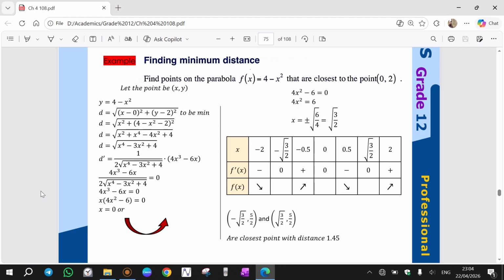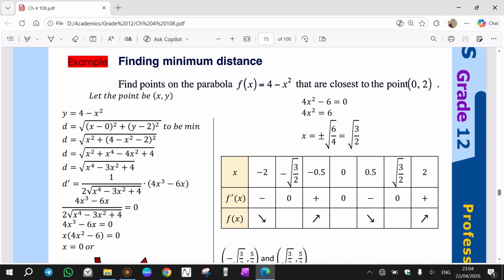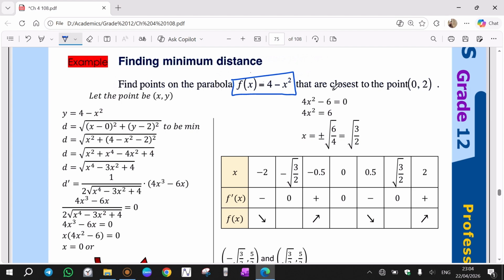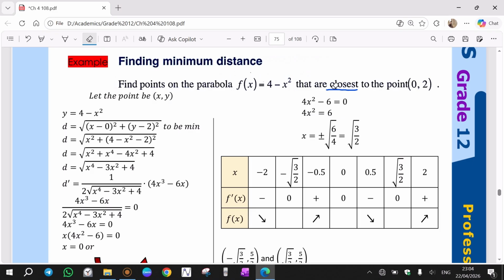Previously we stopped right here and now we are going to solve some questions about distance. Distance is a very common idea in optimization. What should we find? We need to find the shortest distance. Reading the question says find points on the parabola, that's a given function, that are closest. Closest means shortest distance or minimum distance. That is optimization to the point (0, 2). Since I want minimum distance, I need to write the rule of distance and then derivative equals 0. Find x.